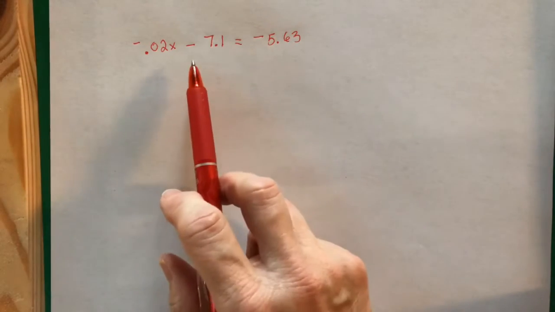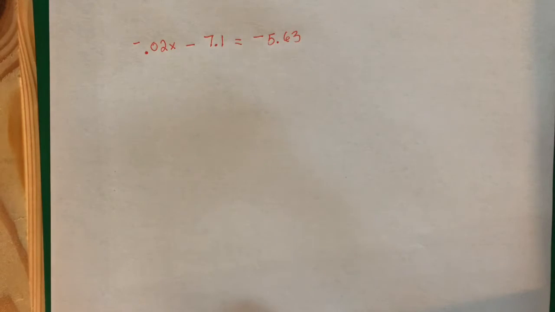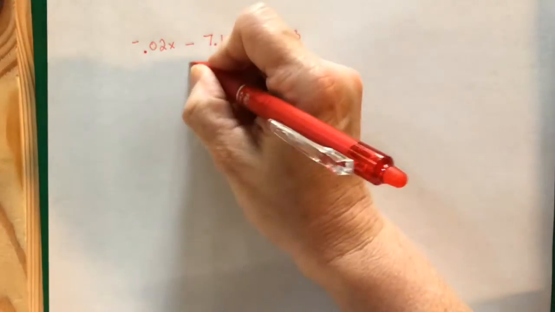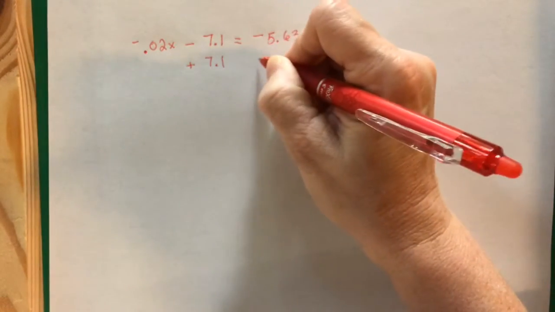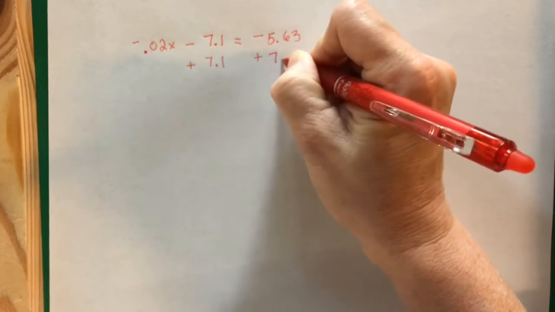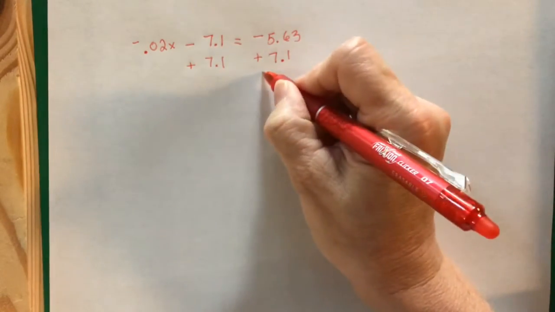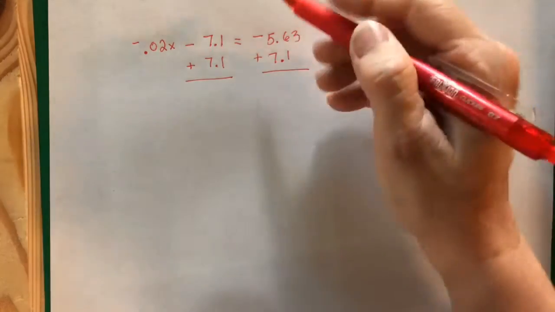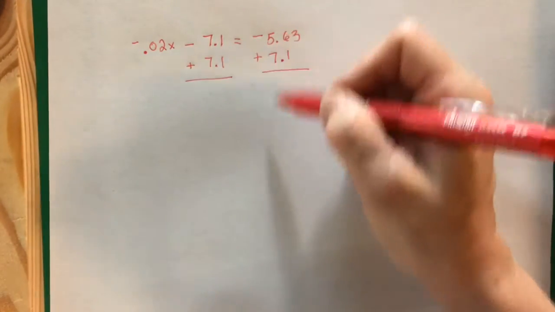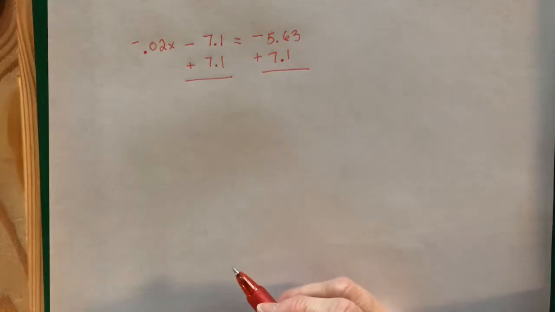So I need to undo subtracting 7.1. So I'll use the inverse operation of subtraction, which is addition. I will add 7.1 to both sides. Now, remember that when I do this, I line up decimals to add and subtract them.